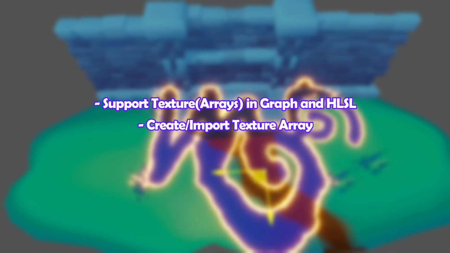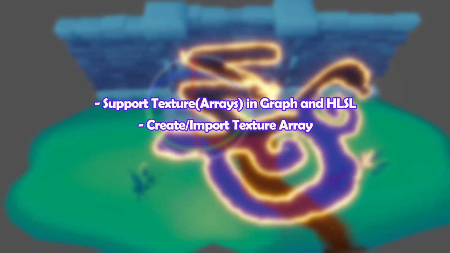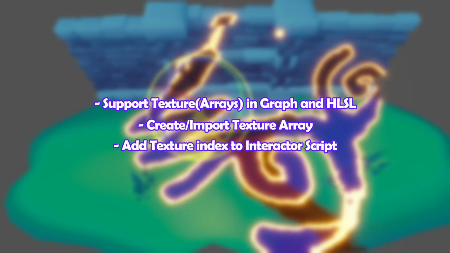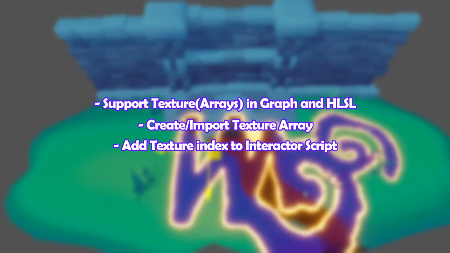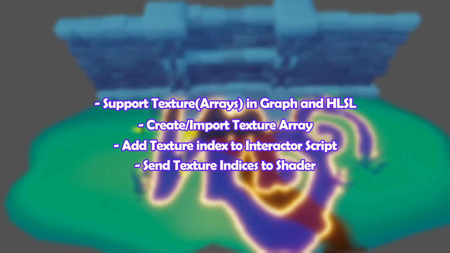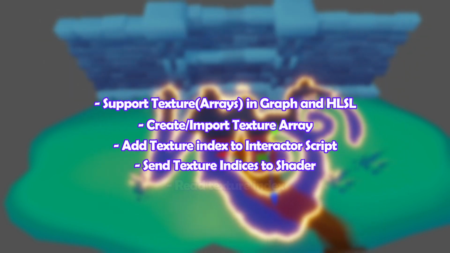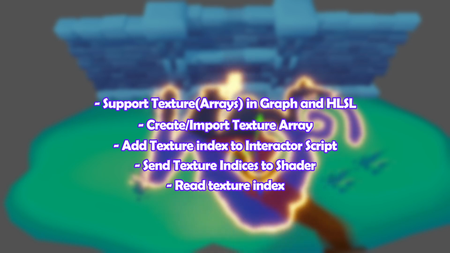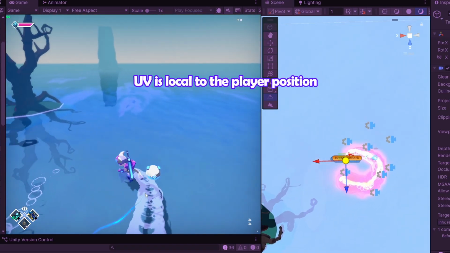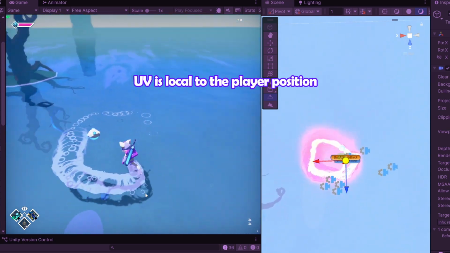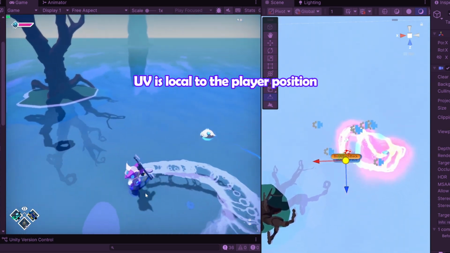We're going to create and import a texture array, adjust the interactor script to support choosing a texture via an index, send these texture indices to the shader, and then read the right texture index. So instead of messing with shapes, we're just going to use the position from the interactors to create a UV for a texture. This is similar to the interactive water or snow I've done before with render textures.